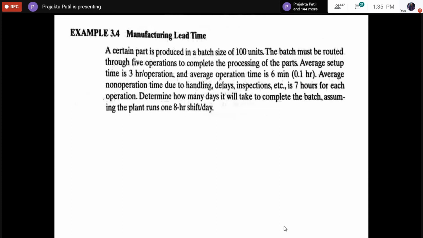So this will be the last problem for the day. A problem on manufacturing. Can you go a little slow? Okay.